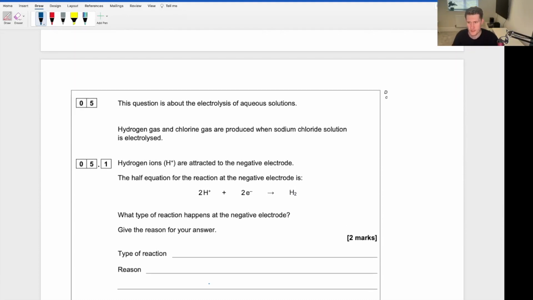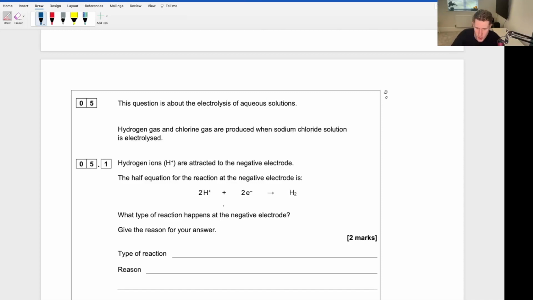Question 5 says, this question is about the electrolysis of aqueous solutions. Hydrogen gas and chlorine gas are produced when sodium chloride solution is electrolyzed. Hydrogen ions, H+, are attracted to the negative electrode. The half equation for the reaction at the negative electrode is given there. What type of reaction happens at the negative electrode? Give the reason for your answer. Type of reaction, reason. Right, let's have a look.